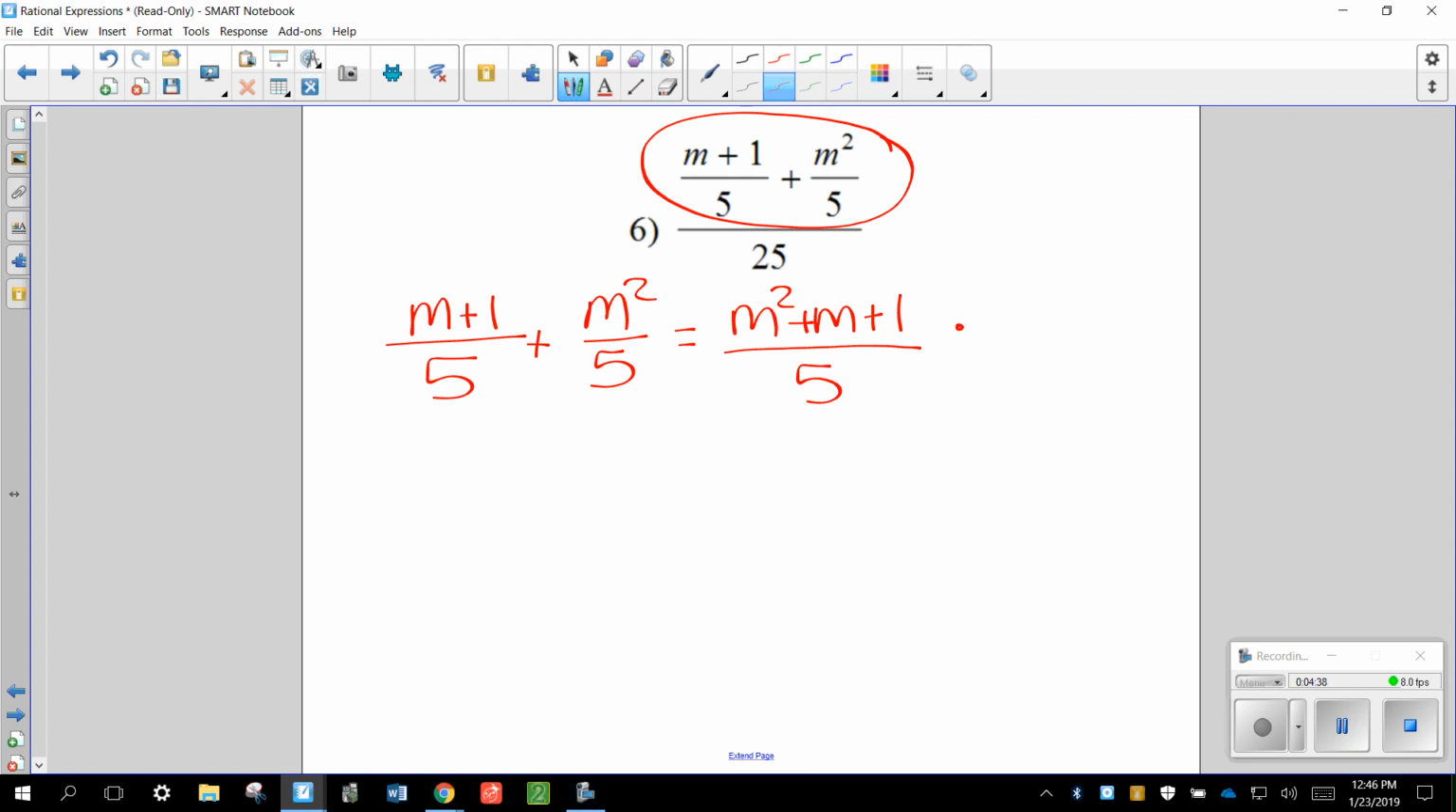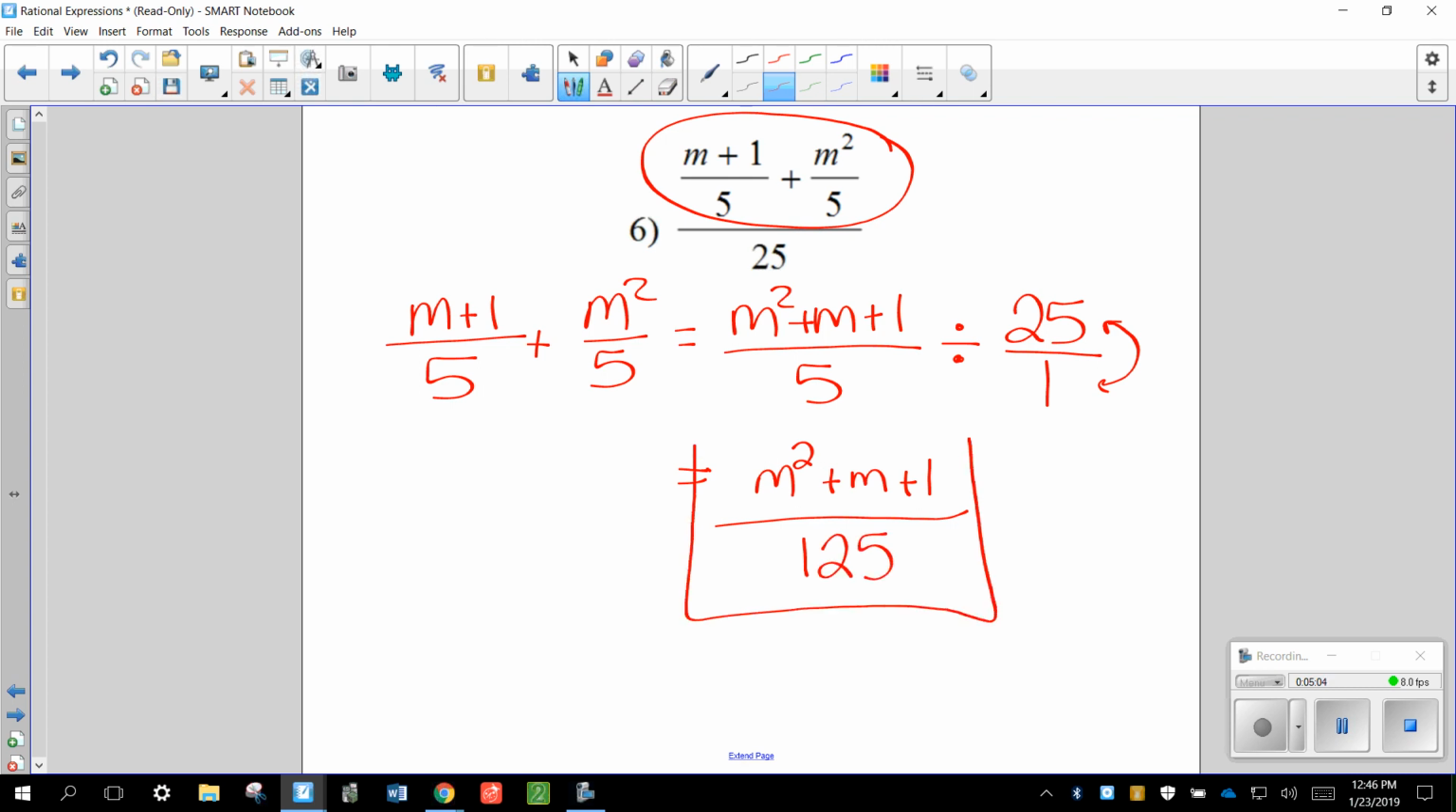Now that fraction is being divided by 25 over 1. But we don't want it to be dividing, we want it to be multiplying, so we will multiply by the reciprocal, and we'll get m squared plus m plus 1, all of that over 5 times 25. So that's 125. And there's your answer. More to come later.